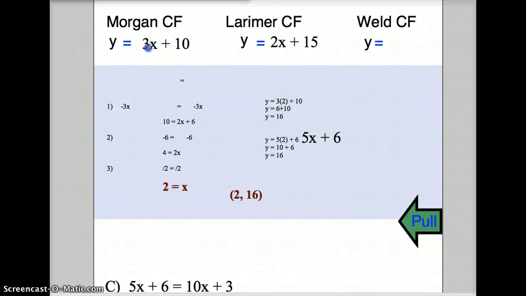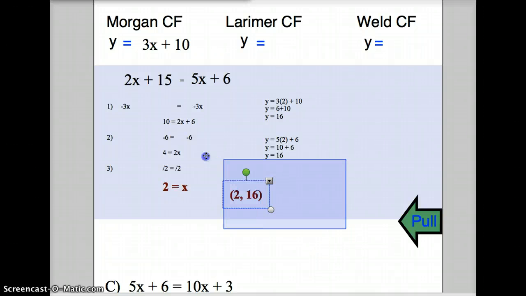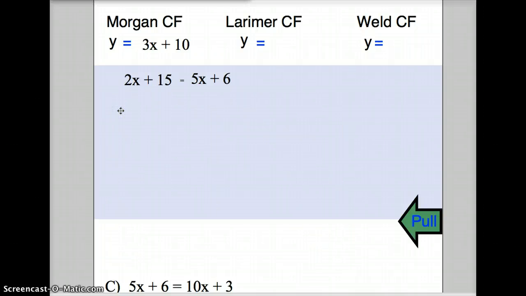So here's what I want you to do. We've got one more left to do. We've got Larimer and Weld, and we have to find out where the 2 of these crossed. So pause the video and you do it yourself. Do it and see if you can find both the x and the y. It's very important you can do this on your own. Please pause now.